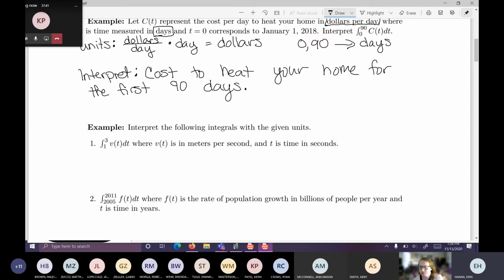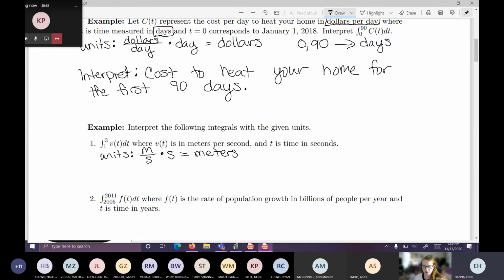Let's do a couple more of those. What is it? 138. All right. So say we want to interpret the integral from 1 to 3 of v of t dt, where v of t is in meters per second, so it's some velocity function, and t is in seconds. So let's do the units again first, and then we'll talk about the interpretation. So the units of v of t times the units of t. So we've got meters per second for v of t. Then we're going to multiply that by the units of t, so just seconds. So this is essentially going to end up just being in meters.